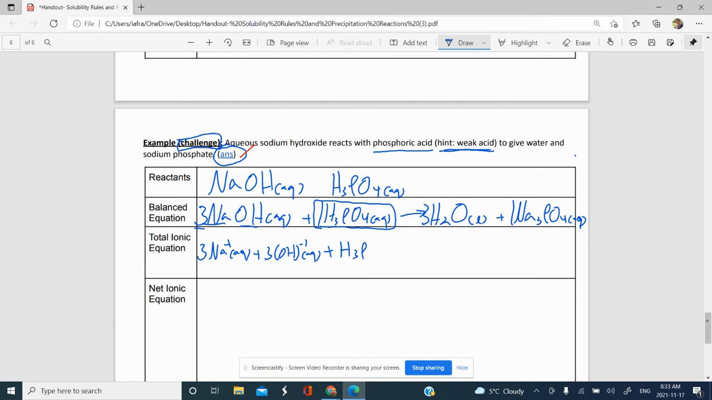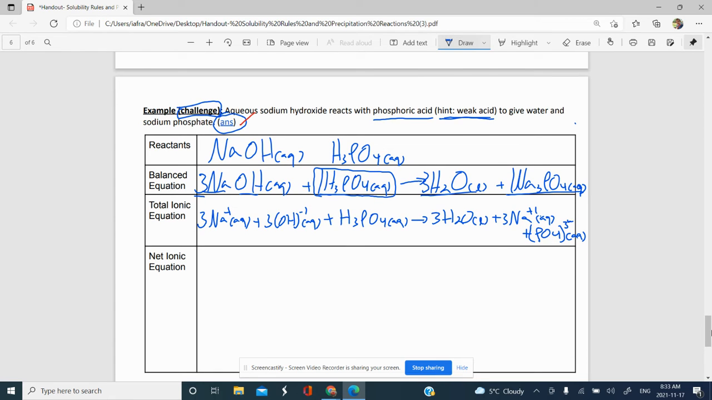So H3PO4, aq, produces, now water's a liquid, so it does not separate into ions. That was one of our rules as well. So 3H2O, liquid, plus this one can ionize, dissociate, I should say, because it's ionic. So we have 3Na plus, aq, plus the PO4 3 minus, aq. And so what we need to do now is take a look at which ones are spectator ions, which ones appear on both sides unchanged.